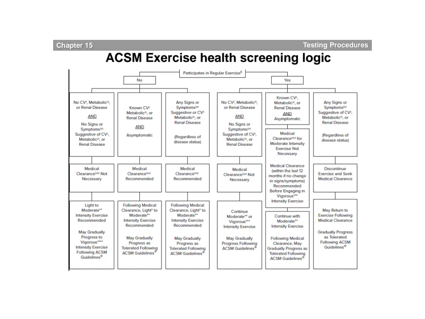Once they get the medical clearance, they can start with light exercise and gradually increase in intensity following the ACSM guidelines. All right, for someone in the same situation, but they do regularly exercise, so they have a known cardiovascular, metabolic, or renal disease, but they're asymptomatic, then they do not need medical clearance. Medical clearance for moderate intensity exercise is not necessary.